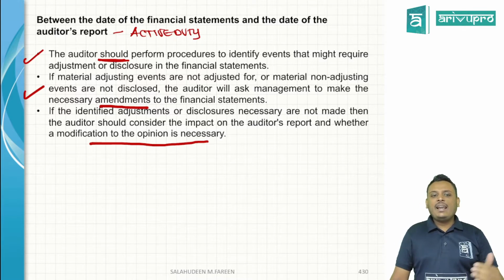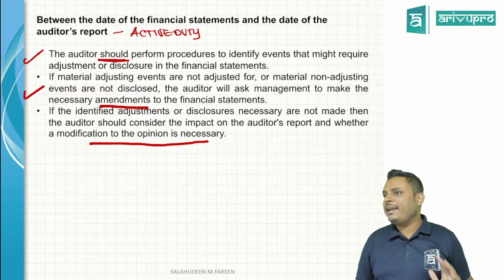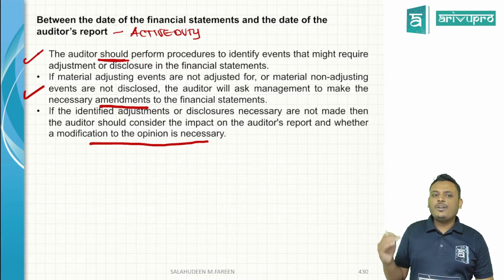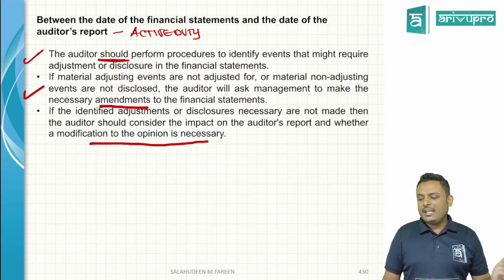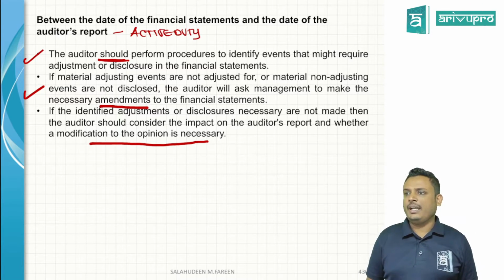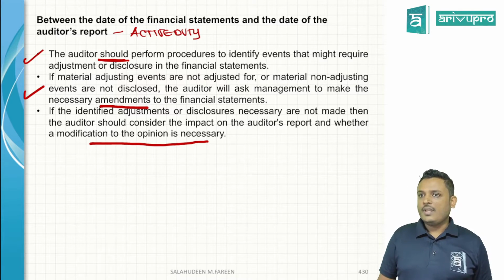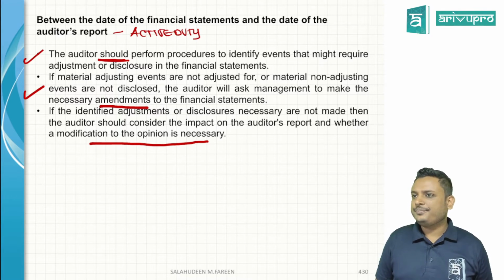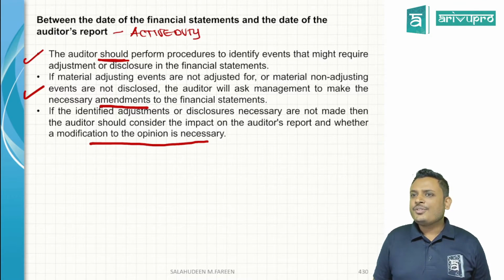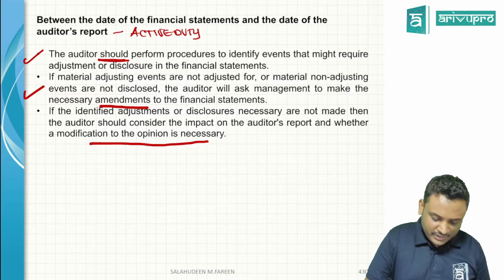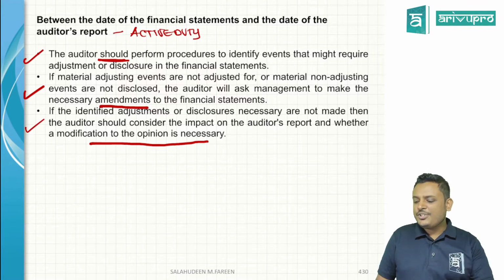There is a material adjusting event which is not adjusted by management. There is a material non-adjusting event which is not disclosed by management. Both are material misstatements to the financial statement. Understood? If material misstatement happened, who is holding the audit report now? Still not issued to management, right? Simply what he can do is change the opinion. You got my point? The responsibility is understood.